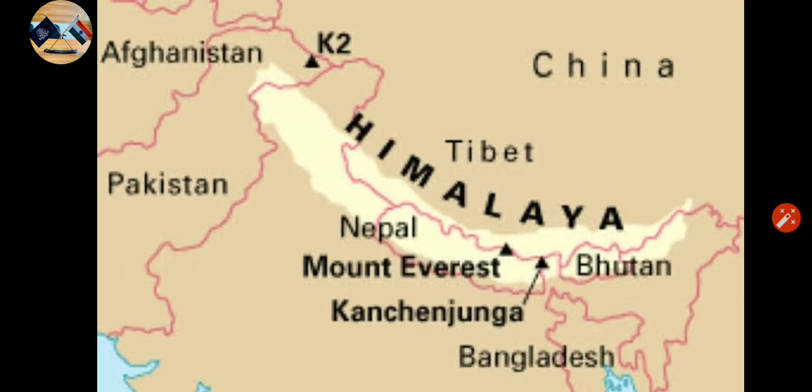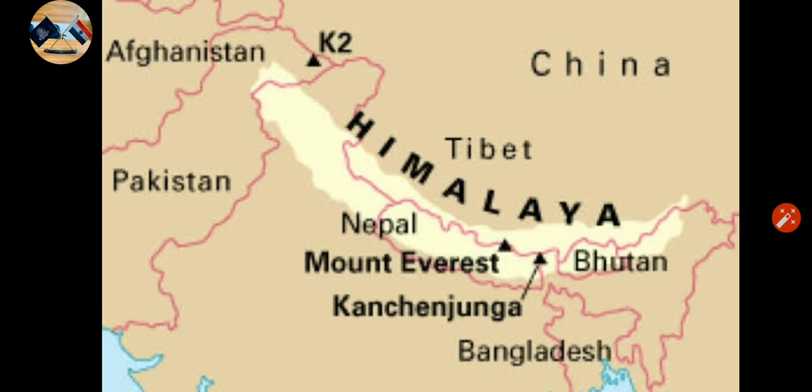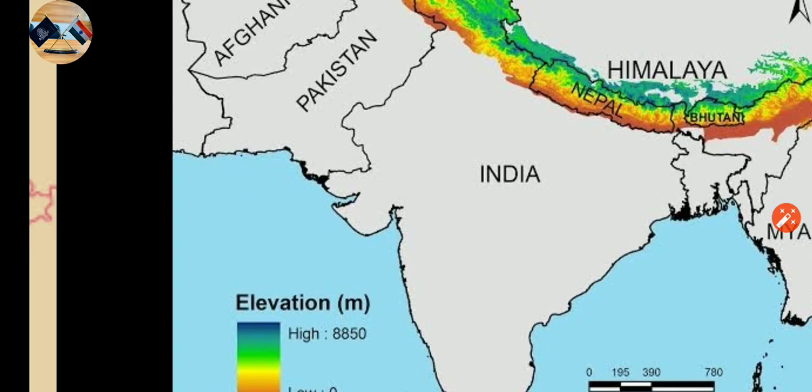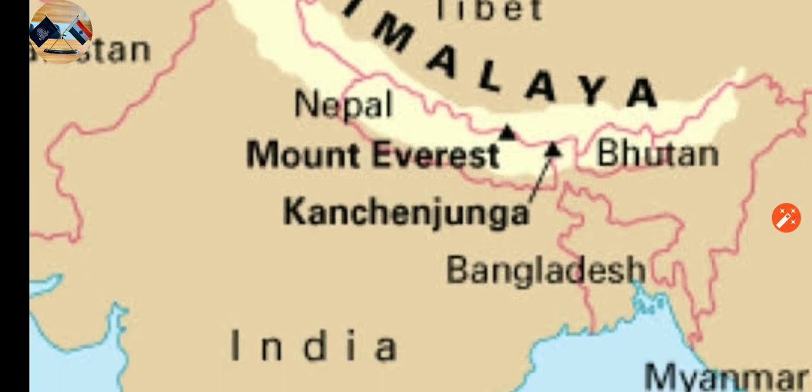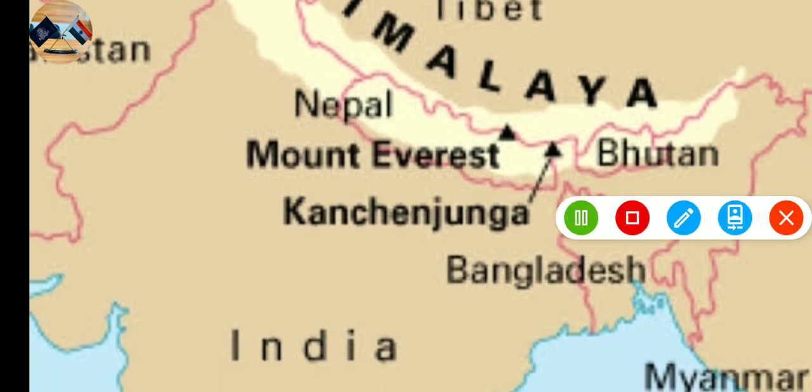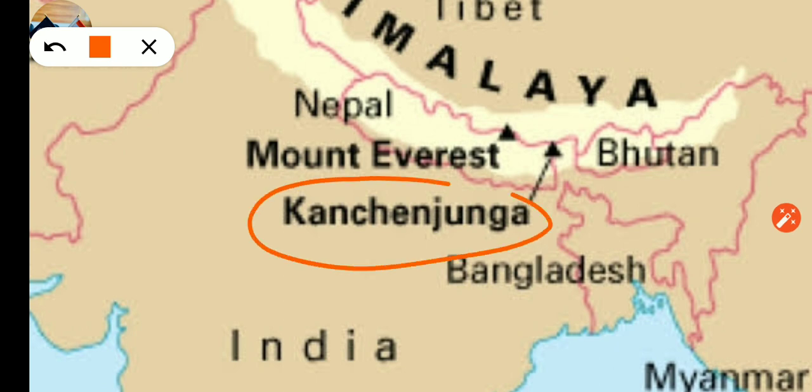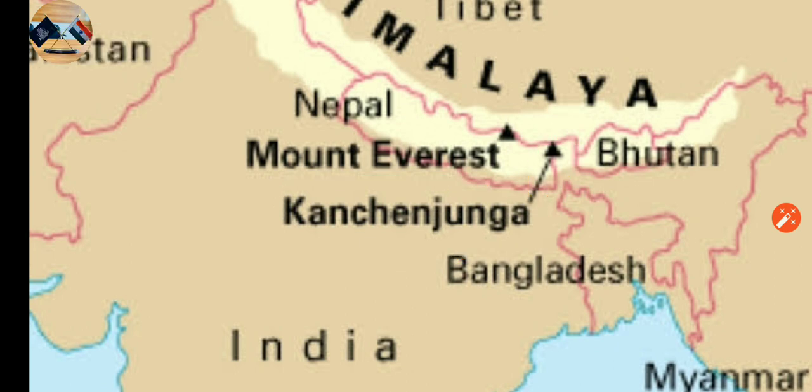K2 is also called Godwin Austen. That is not present in India right now. Right now it is in Pakistan. And if you go through which is the highest mountain in India, that is Kanchenjunga. This is the highest mountain in India. It lies on the border of Sikkim and Nepal.